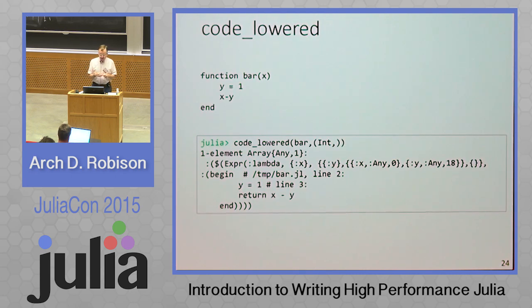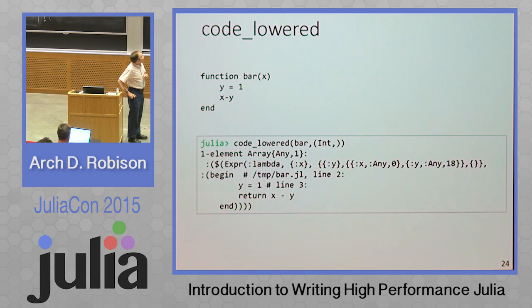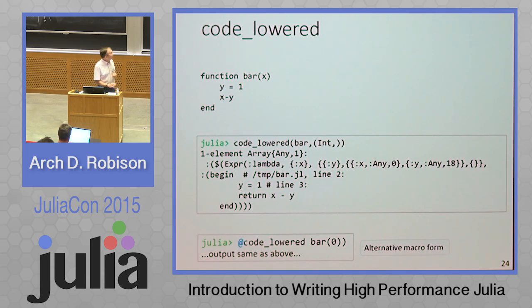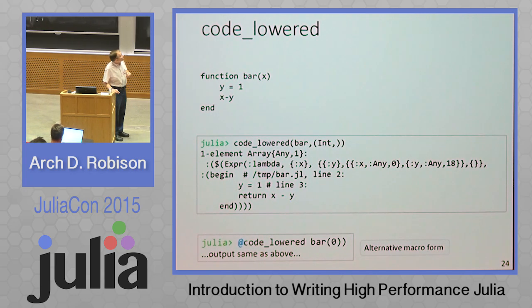So code_lowered shows the dump after just doing all the macro processing and the lowering down to the go-to form. So it's not a terribly interesting level to look at, but it's the first one you can take a peek at. There's an example at the top of a function, and there's the code at the bottom. As I said, I don't find this level terribly useful. Recently a macro form was introduced, so you can call it likewise with a macro. The macro is nice because you can say the macro @code_lowered, and then you just give it an expression, and the top level function call will be dumped.